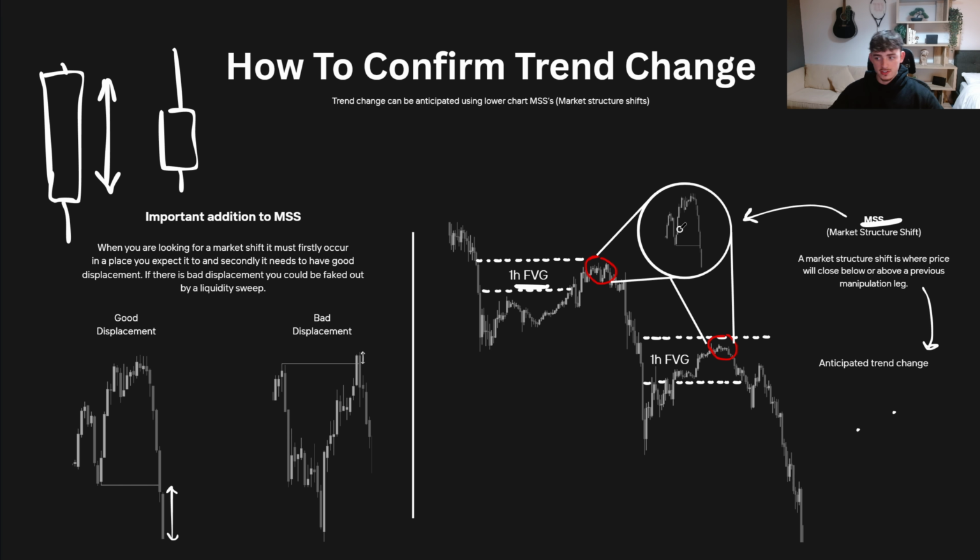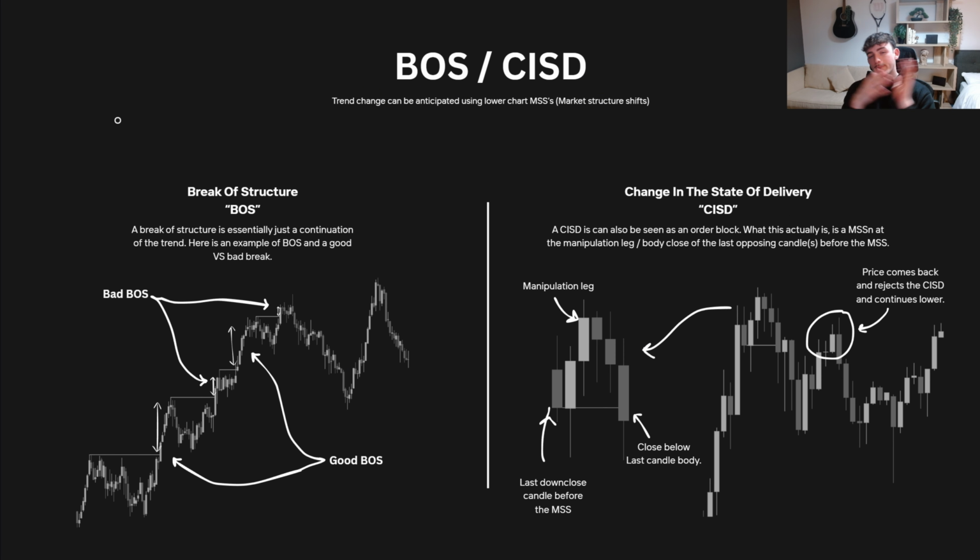Now, market structure shift is where price will close below or above a previous manipulation leg, okay? So here you see we come up, we manipulate this high, and then we trade below it with nice displacement. This is our market structure shift. So then we have break of structure and CISD, which is changing the state of delivery. Now, they're both really important to know, but you're not going to use them as much as some of the other concepts in this course.